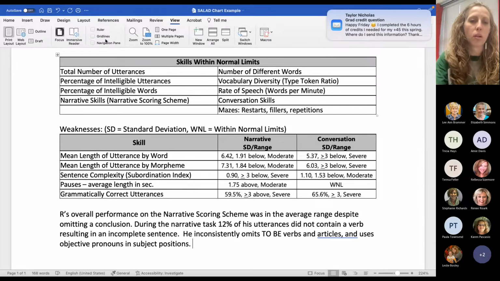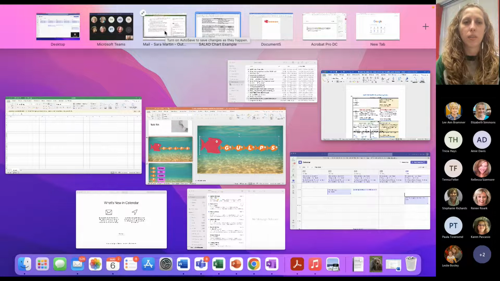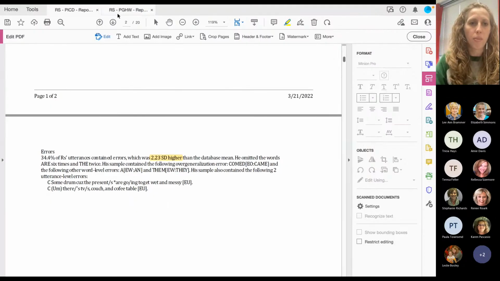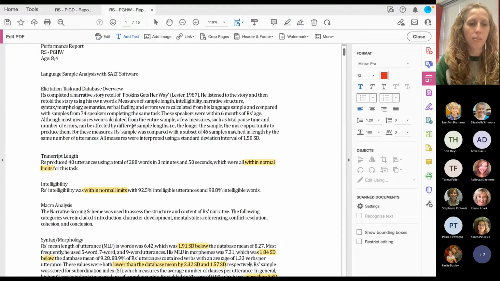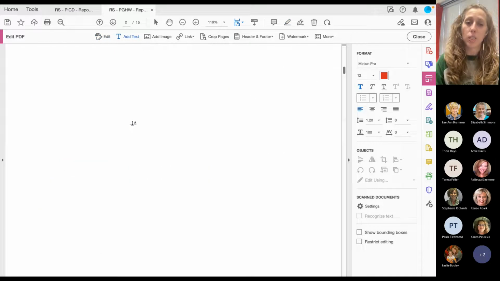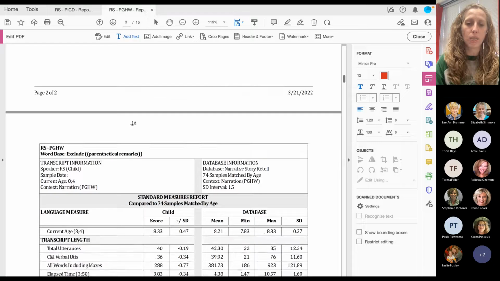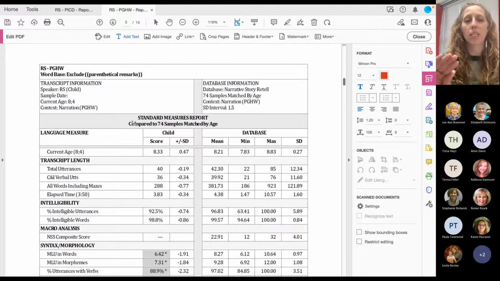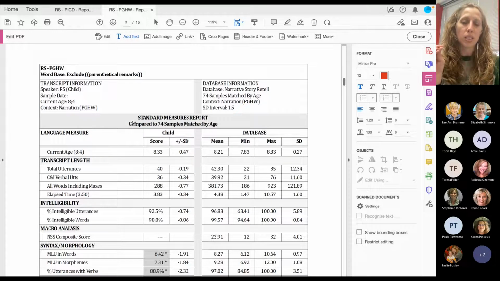So let me go back to here for a second and show you in the narrative one. In addition to that nice report at the front, you also get all of these tables. I'm just going to scroll very quickly down this, and what I want you to pick up on is just how many boxes are shaded, and what areas they're shaded in.